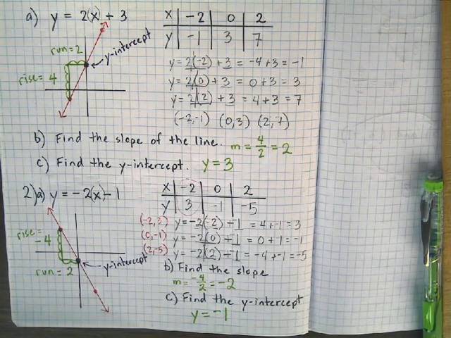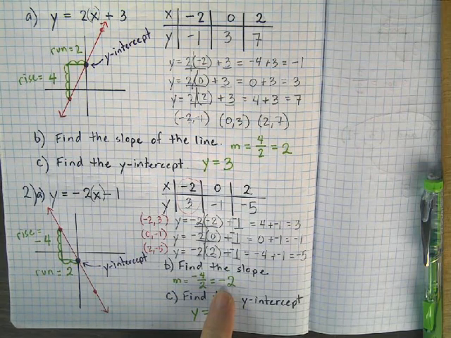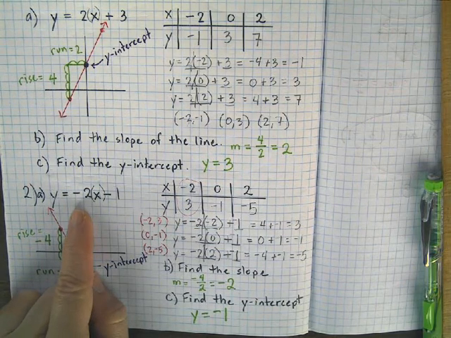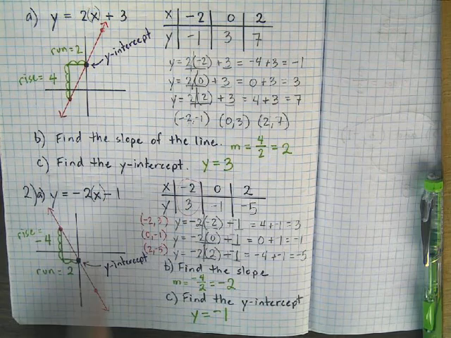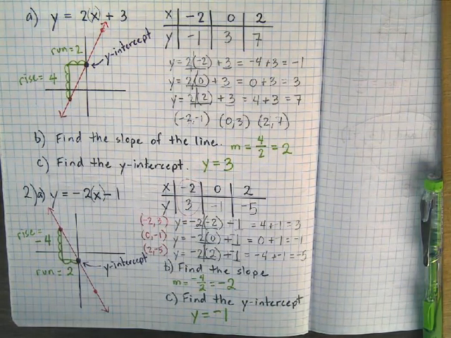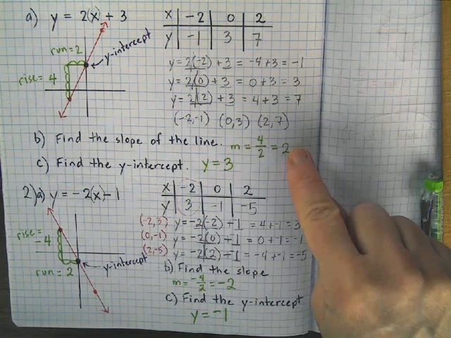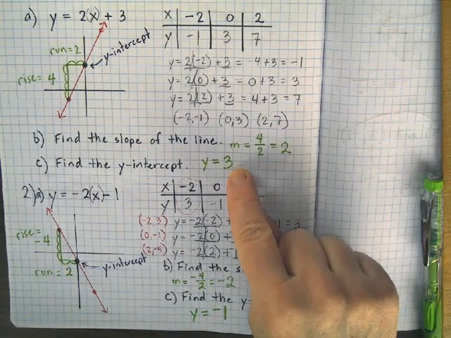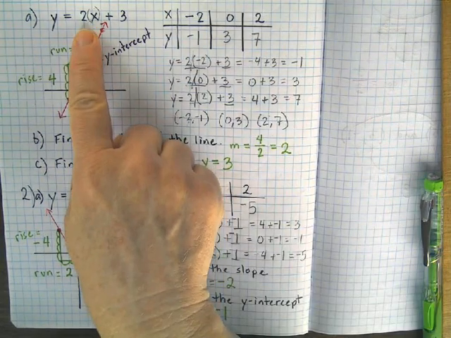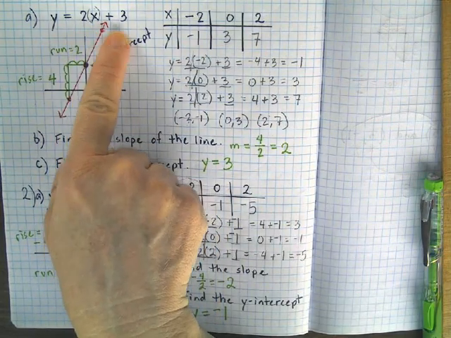Do you notice anything interesting? My slope is negative 2. My y-intercept's negative 1. And look at my rule. Y equals negative 2x minus 1. Isn't that interesting? Up here, my slope was 2, and my y-intercept was 3. And my rule was 2x plus 3.